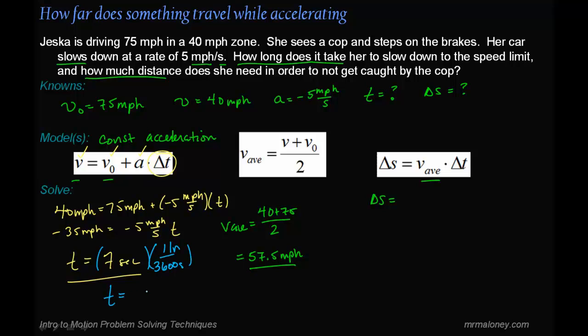So our time in seconds is actually only about 0.00194 hours. And now in our final step, when we find how far this girl traveled, we're going to use her same average velocity, 57.5 miles per hour. But we're going to multiply it by the time in hours, 0.00194 hours. And this gives us a distance traveled of about a little more than 1/10 of a mile, which makes a lot more sense.